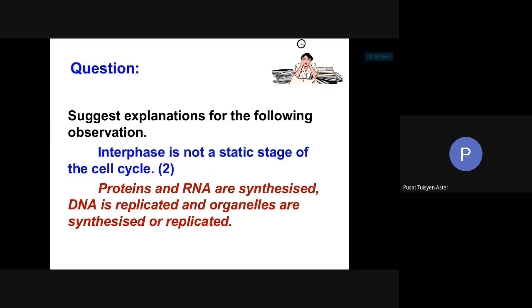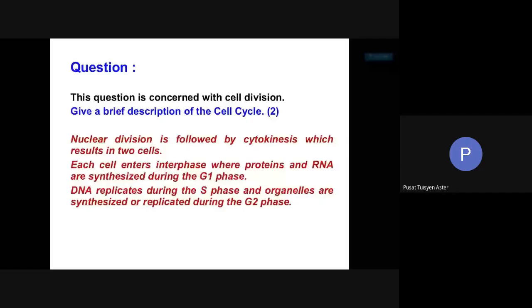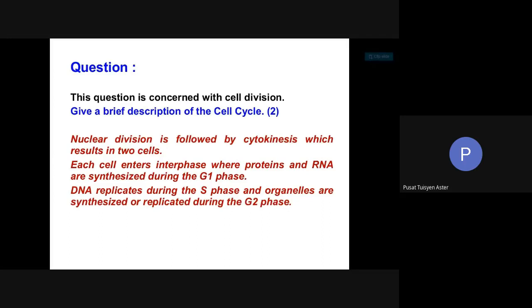Now, this question is concerned with cell division. Give a brief description of the cell cycle. Nuclear division is followed by cytokinesis, which results in two cells. Each cell enters interphase where proteins and RNA are synthesized during G1. Lepas tu, kalau ditanya cell cycle, simple je. You can kata pasal G1, G2, S phase, G0 pun boleh juga. Alright? And you need to know what cytokinesis is as well.